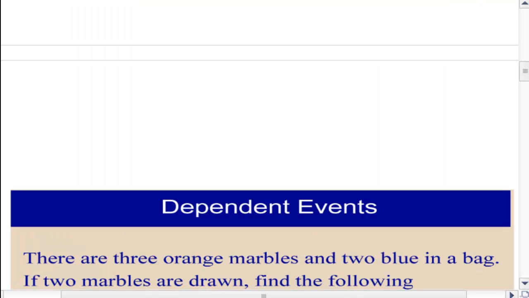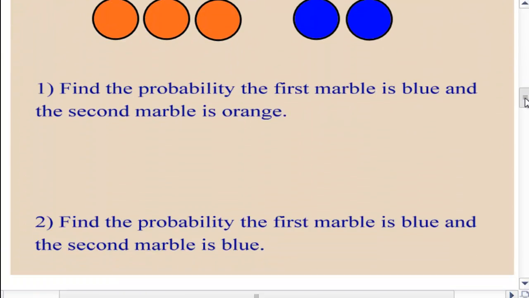This section in the probability unit is called dependent events. We saw with independent events that you could find the probability of each event and multiply them together to get the total number of possible outcomes of the combined events. So if we had a problem like this, where you're asked to find the probability of getting a blue and then the probability of getting an orange, you would multiply those as 2/5 times 3/5.